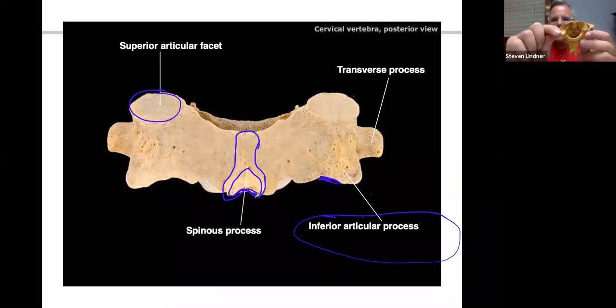perfectly. So you could see that the C1 doesn't have a spinous process. It has a posterior arch and an anterior arch. But C2 has a spinous process that's bifid. Notice there's also no disc between C1 and C2. The first disc is actually between C2 and C3.